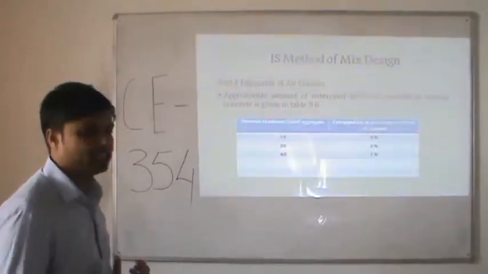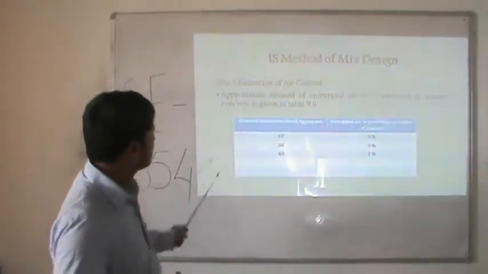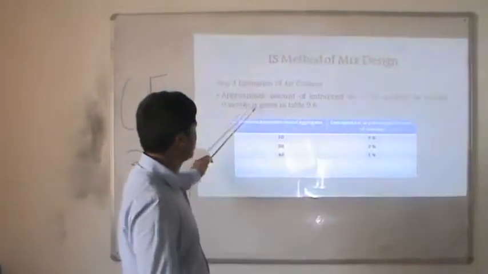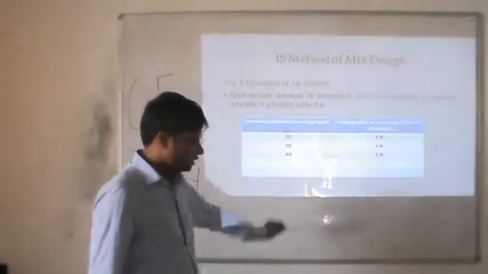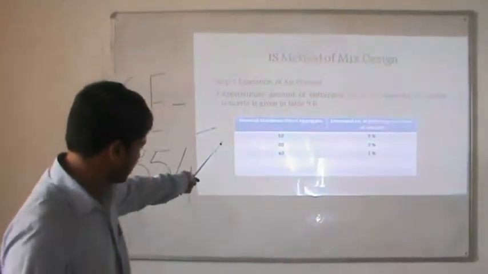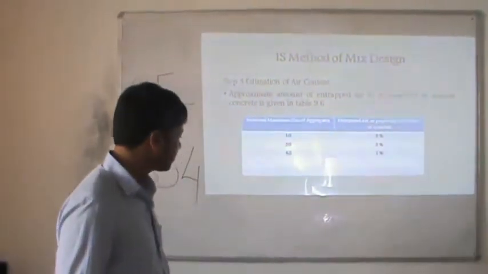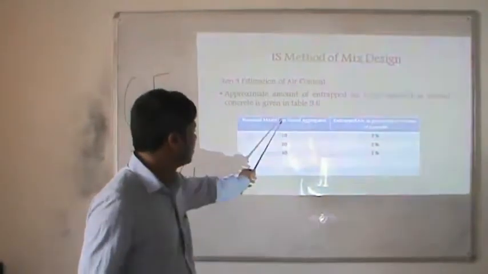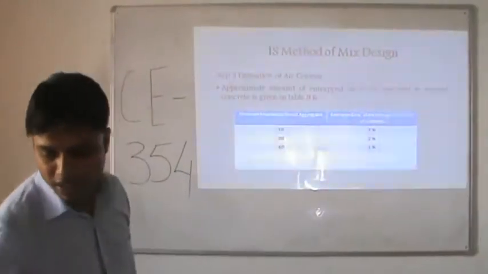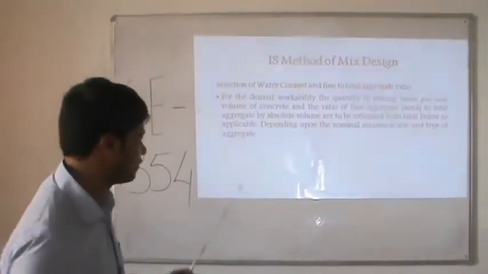Now step 3 will be estimation of air content. Approximate amount of entrapped air to be expected in normal concrete is given by table 9.6. So we will see the table from this value. So this is the table, and from here, for nominal maximum size of aggregate 10, 20, 40, the air entrapped value percentage will be given and we will take from that.